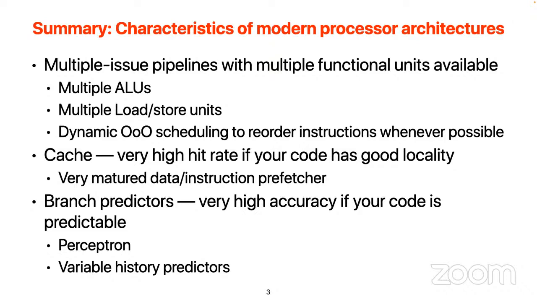They have a multi-issue pipeline, which means that they have multiple ALUs and multiple load-store units, and they have a dynamic out-of-order scheduling unit to reorder instructions whenever it's possible or appropriate. We also have caches, which have a pretty high hit rate. Most of the time, your instruction cache should not have any misses because instructions have very good locality. Most of the time, if your data is in an array, the miss rate should be pretty low. That's why the idea of the lookup table that we visited in the last lecture will work out. We also have pretty good branch predictors, as long as your code is predictable.